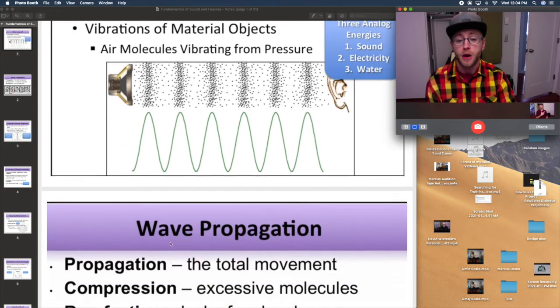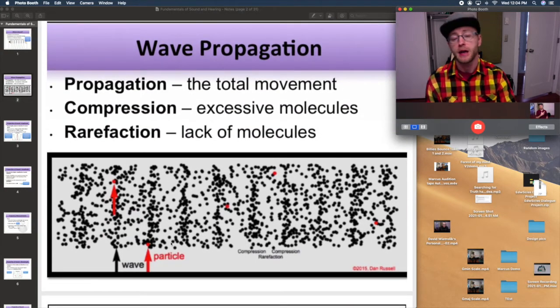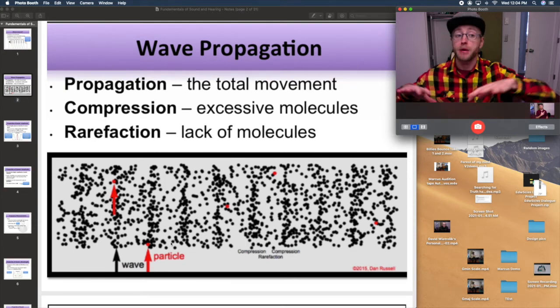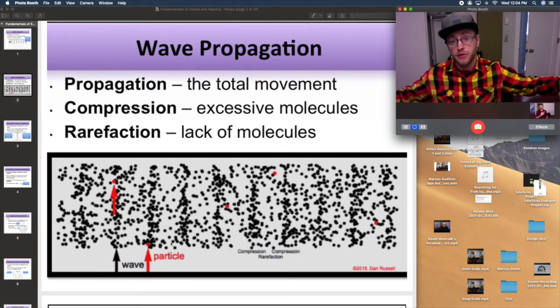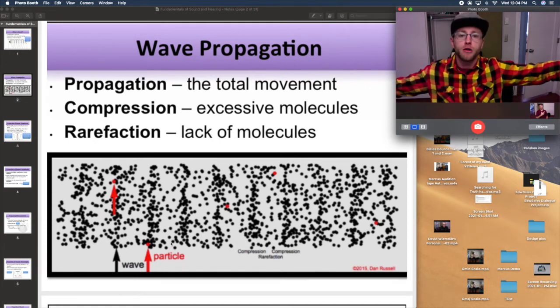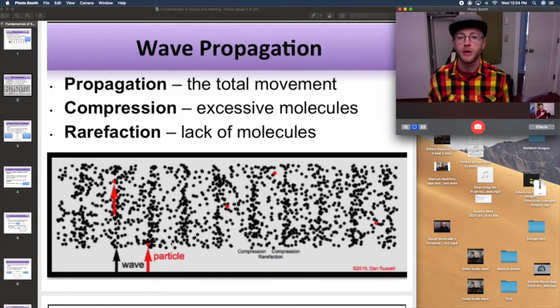Okay, so wave propagation. Propagation is a term for the movement of a wave. So when I splash that rock into that pond, the waves propagate. They move away from the source and they move out in all directions kind of equally in a certain manner. So propagation is the movement of the sound or the wave away from the source.